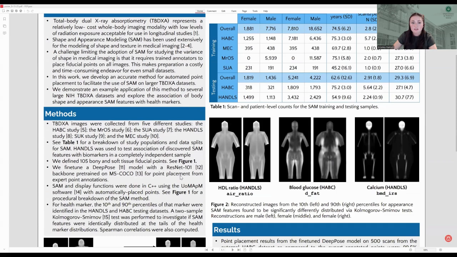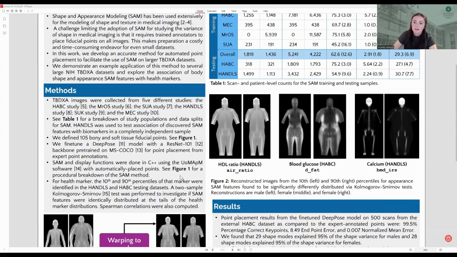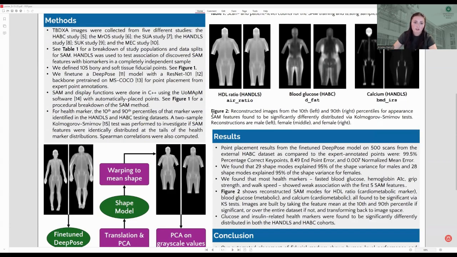We then associate our discovered modes to biomarkers of interest by examining the tails of the distributions. For each feature in the SAM space, and for each health marker, we identify all images in the test dataset falling below the 10th and above the 90th percentile of the principal component in the training dataset. For each health marker, a 2-sample Kolmogorov-Smirnov test was performed.